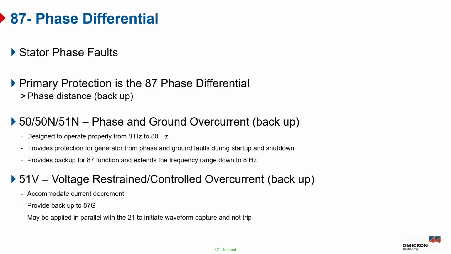And additionally, the 51V element, or voltage restraint overcurrent protection, provides additional backup by adjusting its sensitivity as voltage and current decrease. So it can also be used alongside the distance element 21. So together, these functions ensure reliable protection and proper fault coverage throughout all operating conditions.